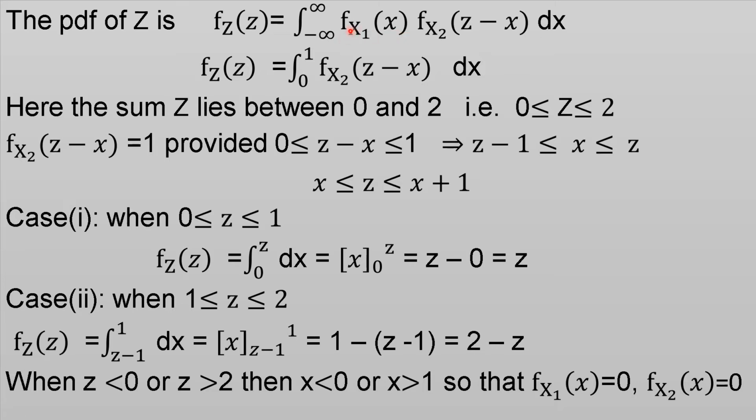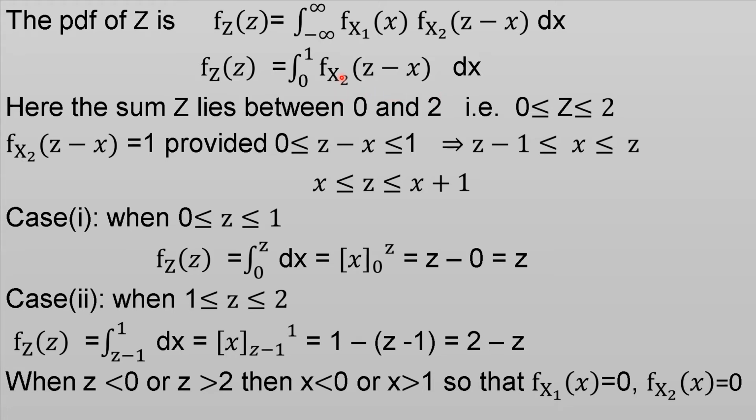Here fx1 of x is equal to 1 for x between 0 and 1. For all other x values, fx1 of x is 0. So this first factor will be equal to 1 for x between 0 and 1, 0 otherwise. So in this integral you need to consider the integral from 0 to 1 so that fx1 of x can be replaced by 1. And for the remaining x values, this fx1 of x is 0, which means the whole integral will be 0. So this integral changes to integral 0 to 1, fx1 of x is 1, so 1 into fx2 of z minus x dx. Integral 0 to 1 fx2 of z minus x dx.